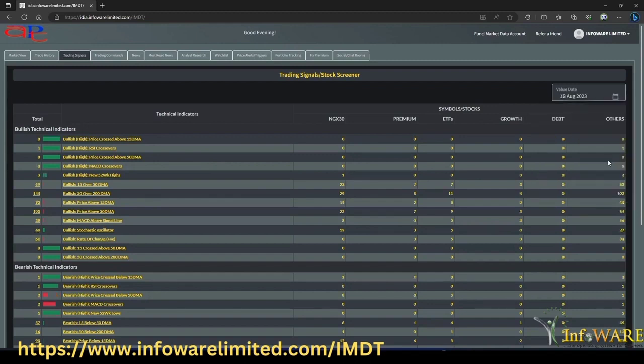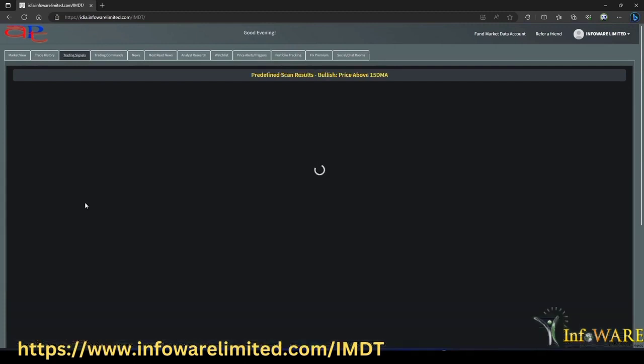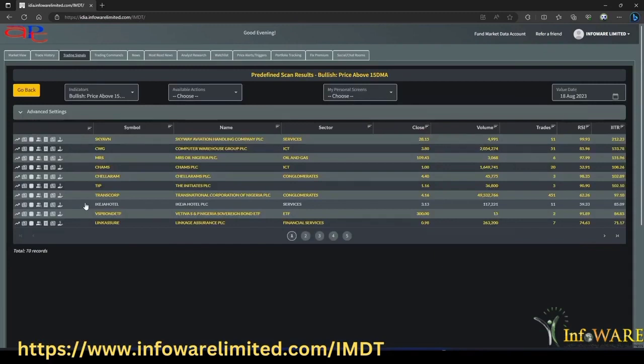So to go back to current day 18, for example, let's say I want to see the exact stocks that make up this list. Let's look at, say, the ones where the price is above the 15-day moving average. I can just click here and I can see all of the ones that are above their 15-day moving average.